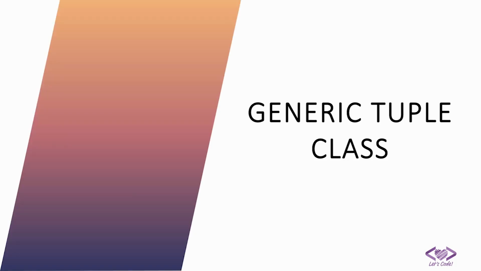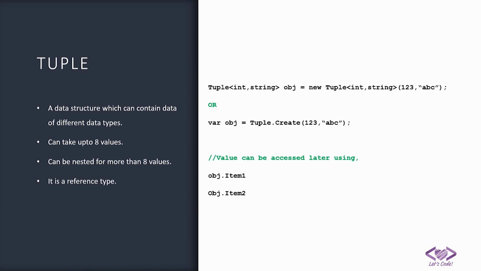First, let's try to understand what is generic tuple class. A tuple is actually a data structure which can contain data of different types. So if at all you have a requirement wherein you want to pass multiple data types values together, you can use a tuple. So you can see on the right side, this is the way we can create a tuple. So you can use the keyword tuple, and in the angular braces which you use normally for generics, you can use different data types. So I have used int, string. You can use many more if you put comma.